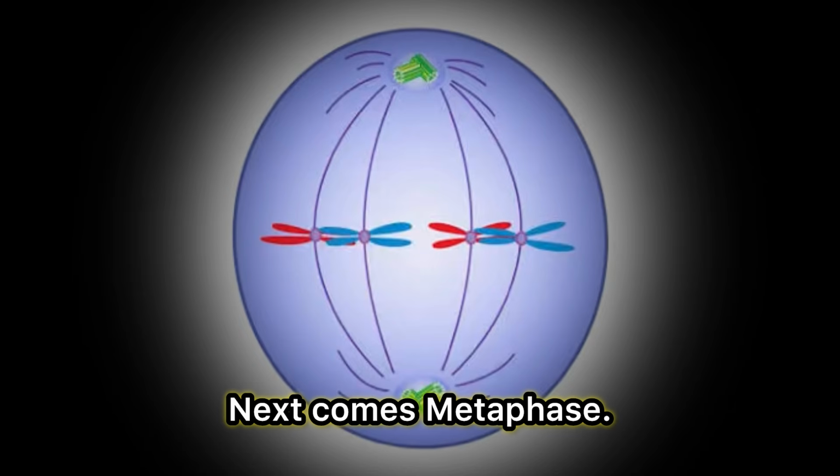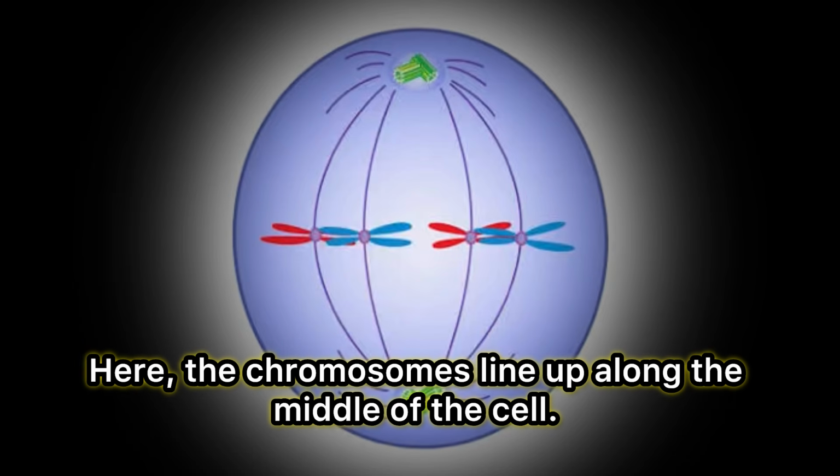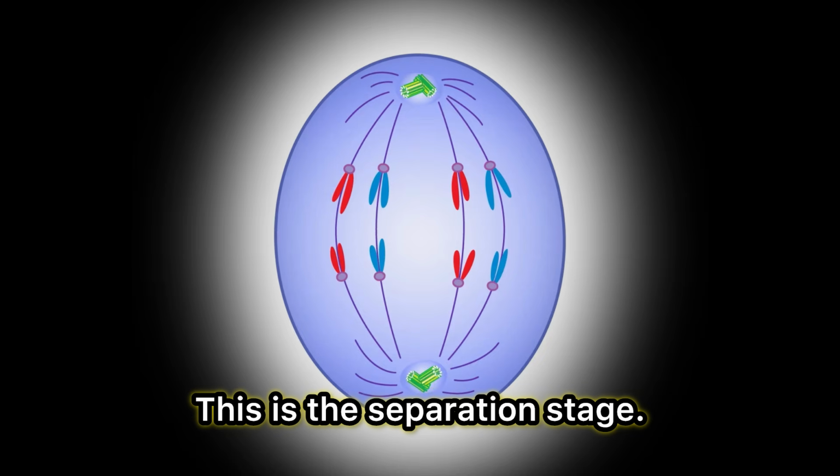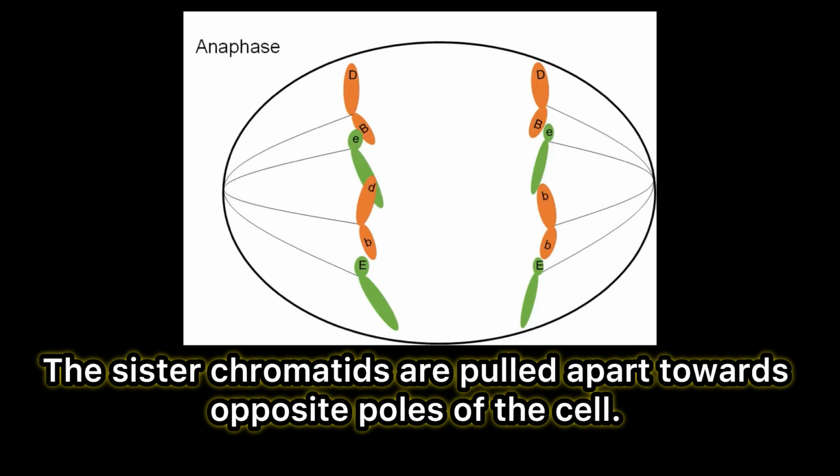Next comes Metaphase. Here the chromosomes line up along the middle of the cell. Think of it like the chromosomes getting into position before the big separation. Then comes Anaphase. This is the separation stage. The sister chromatids are pulled apart towards opposite poles of the cell.